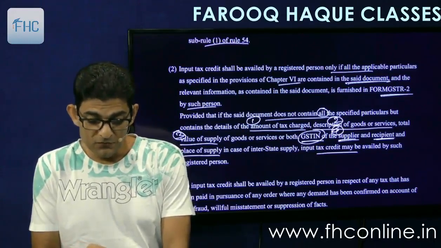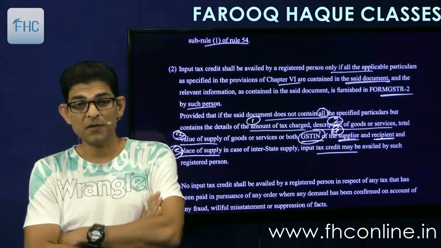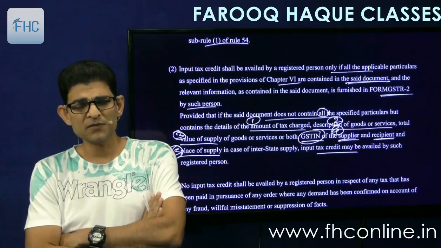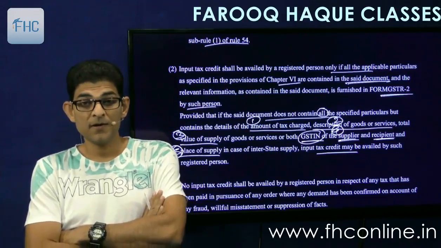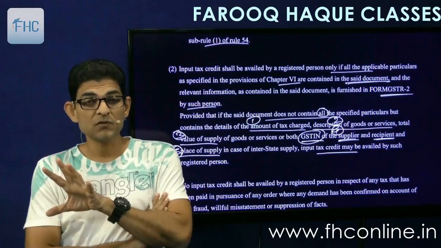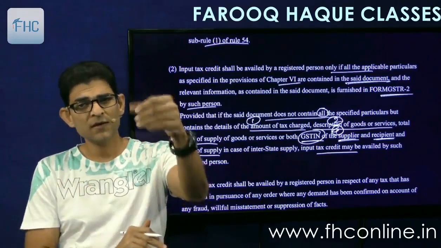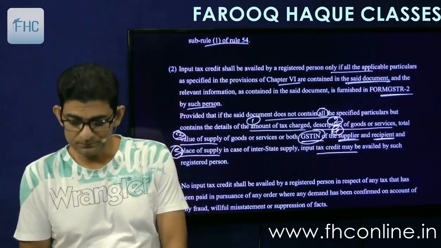And place of supply, this is the fifth point. In case of interstate supply, if it is intrastate, even if you don't mention, that's fine, but if it is interstate, you have to mention the place of supply. So 5 important pieces of information must be there. If these 5 things are there in the invoice, credit will be allowed.